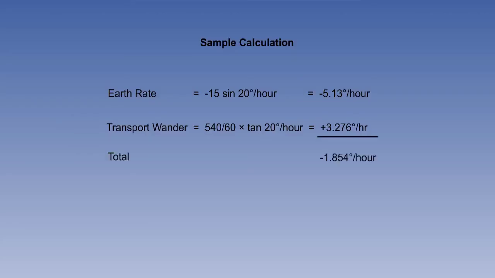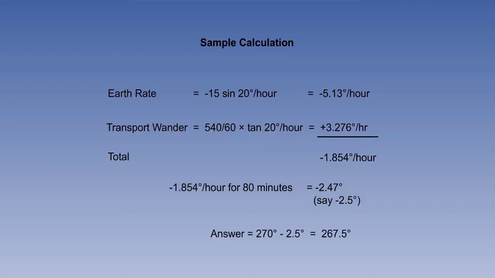Both earth rate and transport wander are relevant to the final reading on the gyro. So adding earth rate and transport wander together, we get a total of minus 1.854 degrees per hour. After 80 minutes, the change will be minus 2.5 degrees. So the gyro will read 270 degrees minus 2.5 degrees, which is 267.5 degrees.